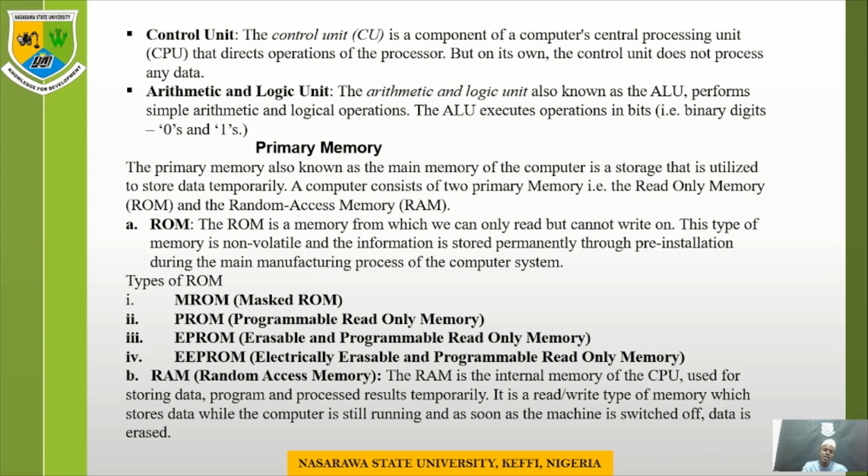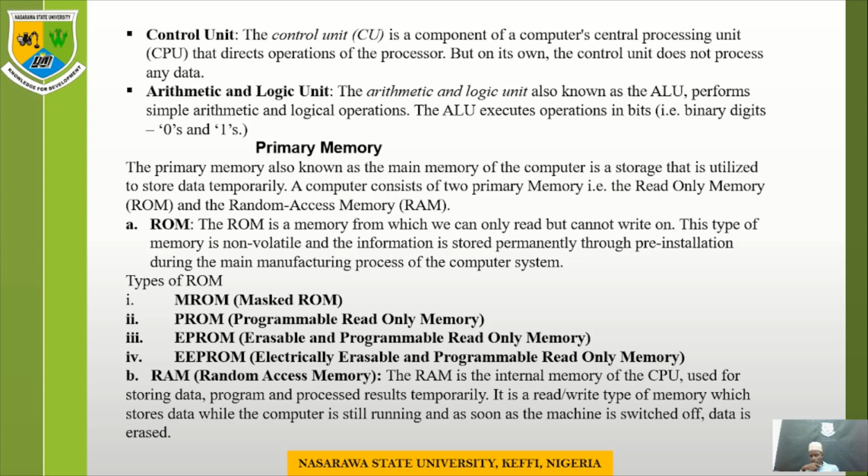So now the RAM, the second type of primary memory, random access memory. The RAM is the internal memory of the CPU used for storing data, programs, and process results temporarily. Are we together? So the RAM is storing data temporarily, just like the example of Microsoft Word I gave you. As you are typing your work in Microsoft Word, the work is in RAM.